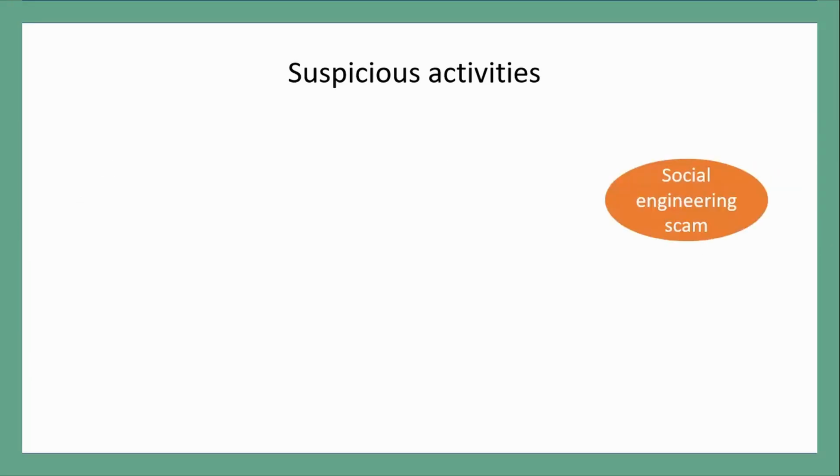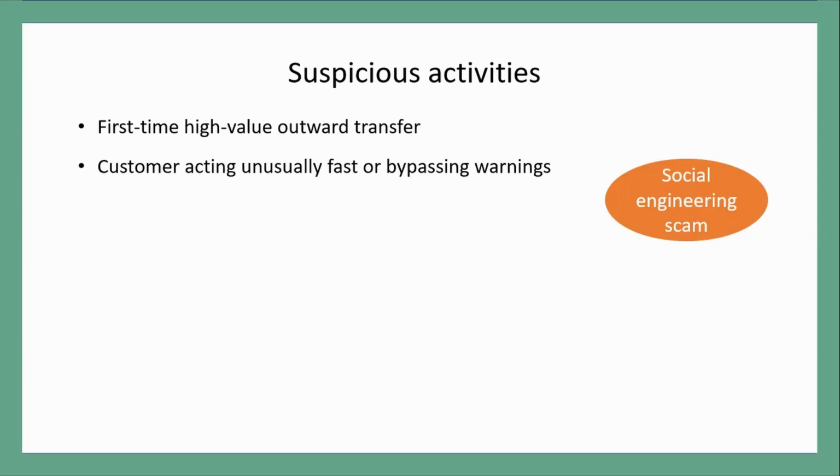The next is social engineering scam. So in a social engineering scam, remember, the emotions are getting triggered, and a big part of that is authority-based fear or some kind of fear, so there will be a sense of urgency there. So if someone is doing a first-time high value outward transfer, remember it is happening the first time, then it becomes suspicious.